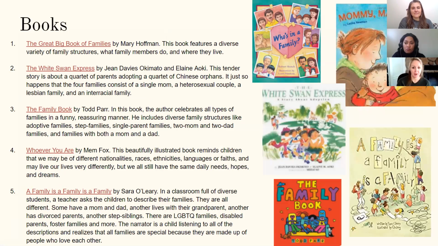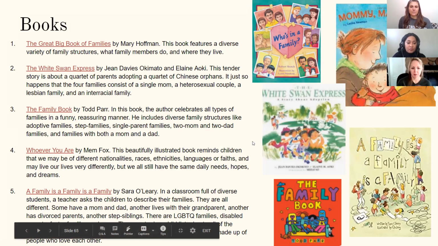Some of the books that are good for this, these are just a few actually. The Great Big Book of Families. It features a variety of diverse family structures and where they live, what they do, where they work. The White Swan Express is actually a beautiful story about parents adopting a quartet of Chinese orphans. And basically the four families consist of a single mom, a heterosexual couple, a lesbian family, and an interracial family. There's the Family Book, and this basically celebrates all types of families, and it's a more humorous approach.